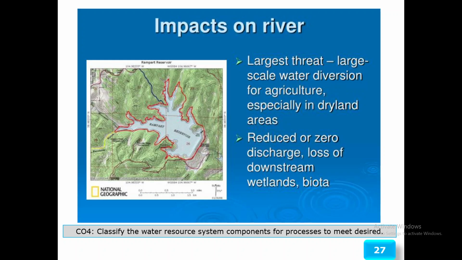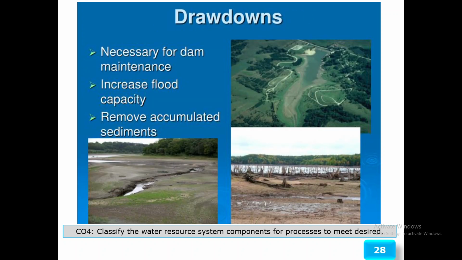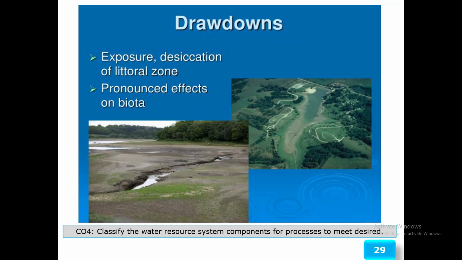Because the dryland will get water from the river, we can change the mode of usage of soil and all the nutrients in this area. Reduced or zero discharges cause loss of downstream wetland and biota. Then drawdowns are necessary for dam maintenance, to increase flood capacity, and to remove accumulated sediments. Drawdowns also cause exposure and desiccation of the littoral zone, with a pronounced effect on biota.